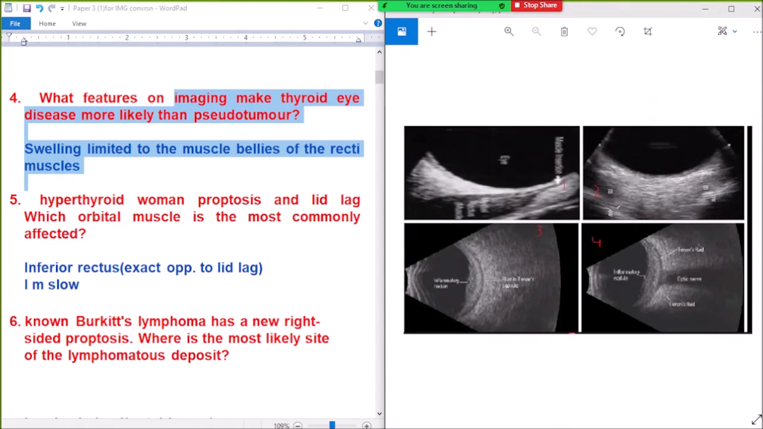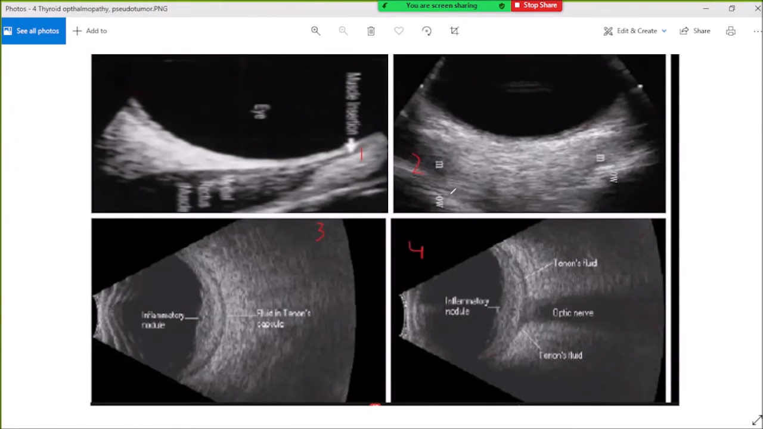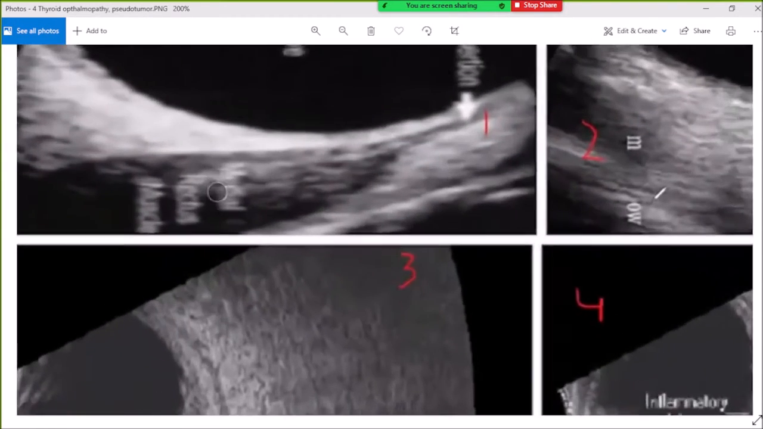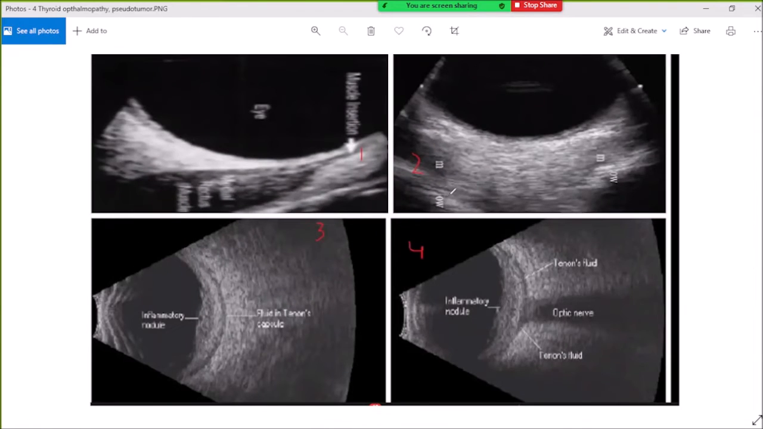Similar on ultrasound also: thyroid ophthalmopathy does not involve the tendon, only involves the muscle belly, and pseudotumor involves the whole muscle thickness.